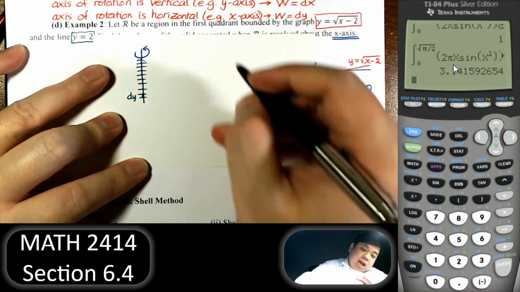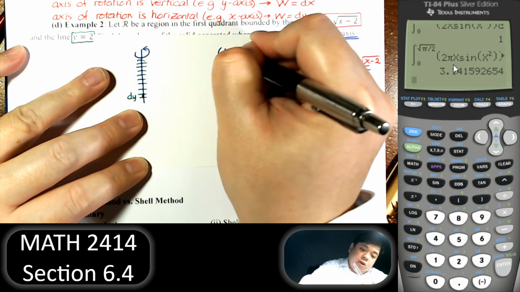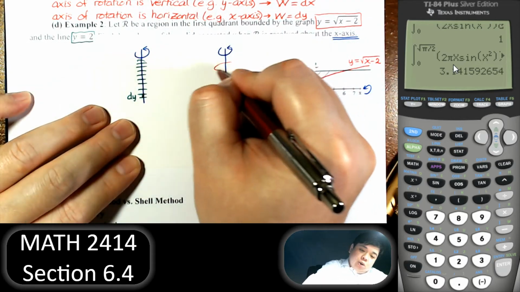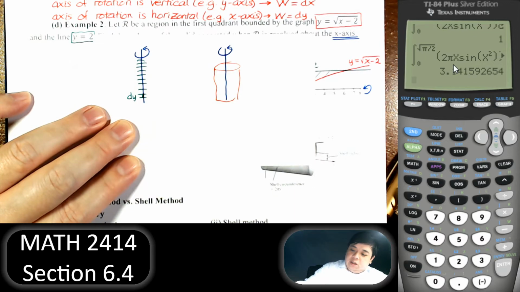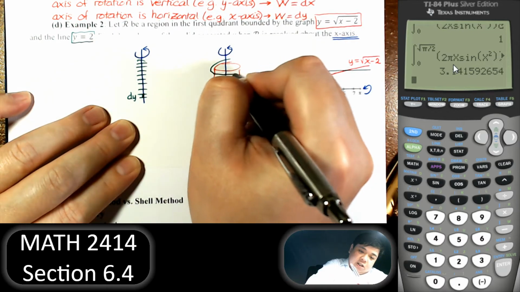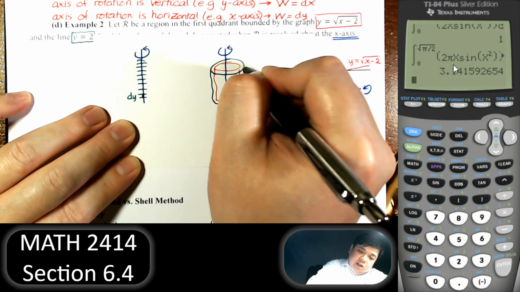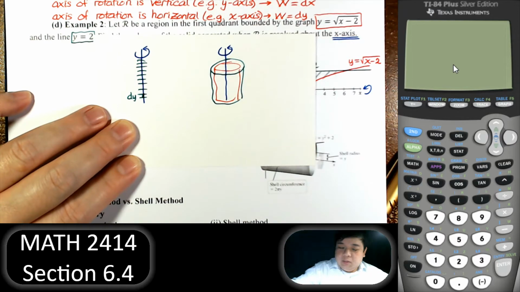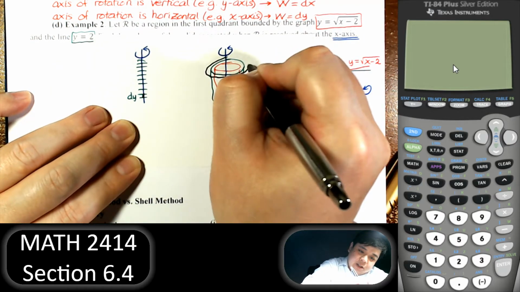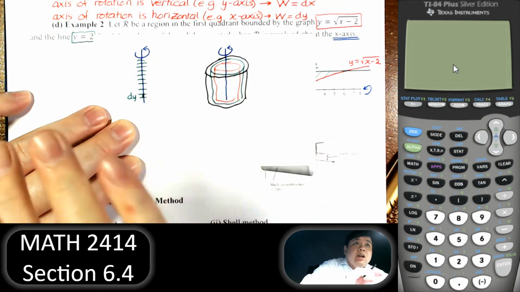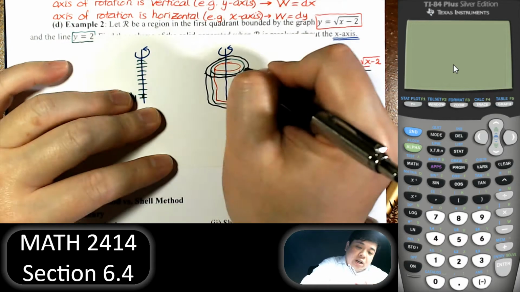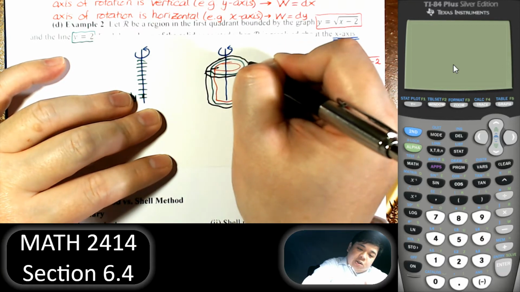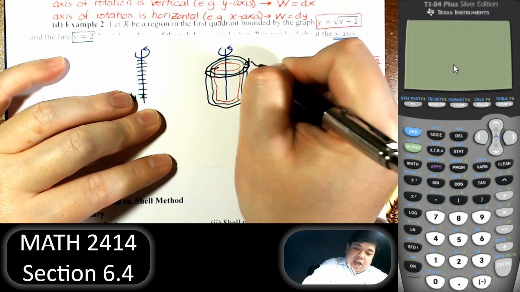Now, if the axis of rotation is vertical, in the shell method, we do not slice it. What we do is we wrap around, so one layer, and then wrap another layer on the outside, and then another layer outside. They're just wrapping around it. So each layer is going to have a horizontal component. So that's going to be the x instead.